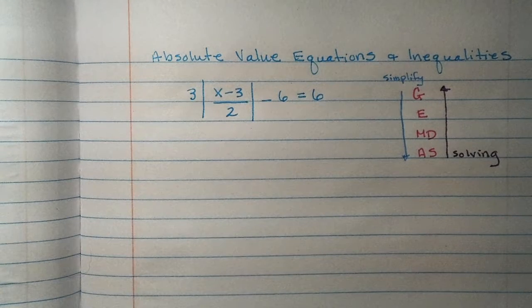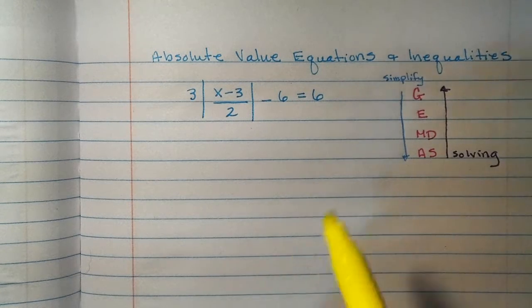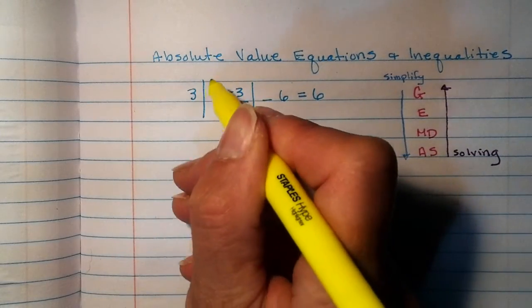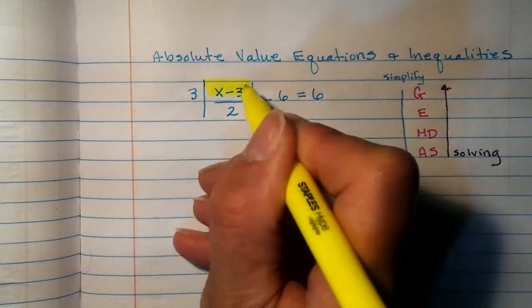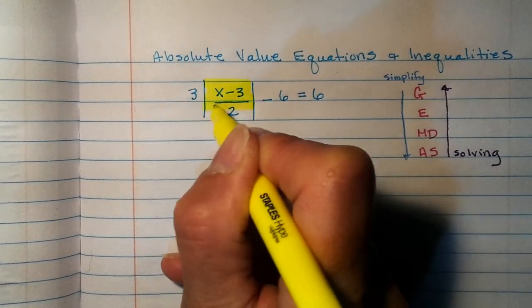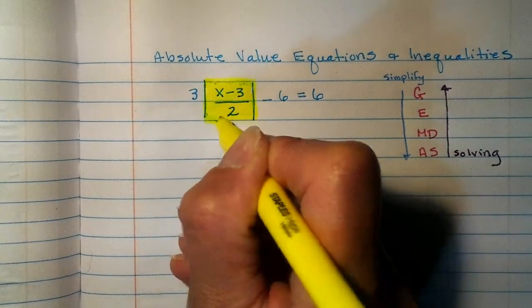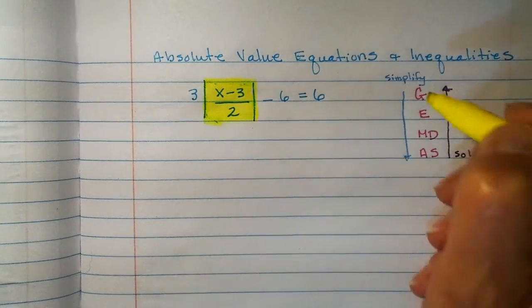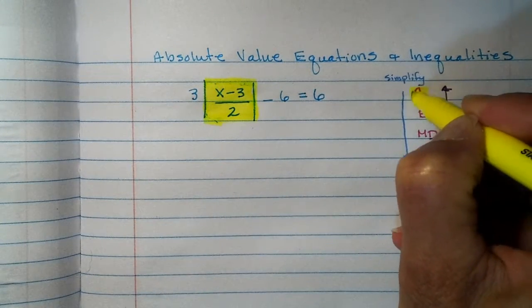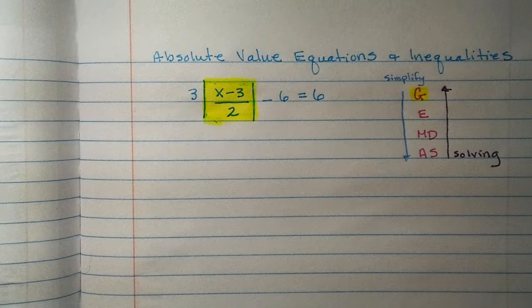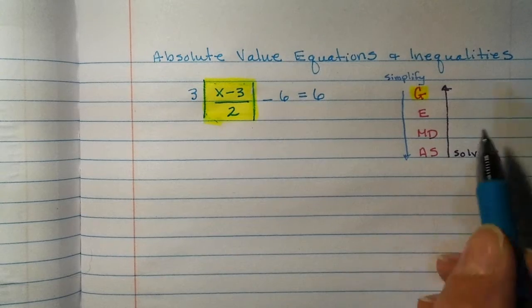The first thing we need to understand is that with absolute value, nothing goes in. Think of it as jail. Nothing goes in, everything wants out. So the first thing we're going to do is get this alone. That is a grouping symbol, so getting our grouping symbol alone is going to be the last thing we do. Let's start from the beginning.